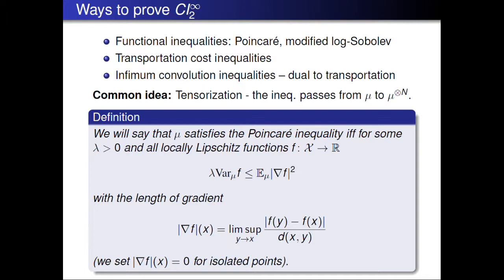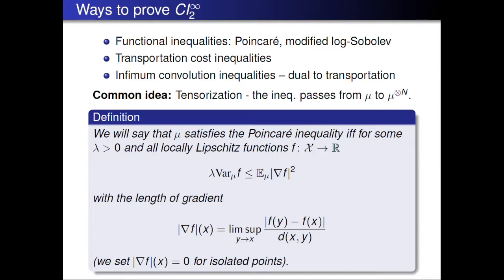obtain dimension-free concentration. So let me describe first the Poincaré inequality, which is probably the most important one here. Everyone knows what the Poincaré inequality is, but let me explain it anyway, because we are here on a metric space. Like in the Poincaré inequality, we have lambda times the variance of f should be smaller than the second moment of the gradient, right? But what is the gradient here? In fact, we do not define the gradient.